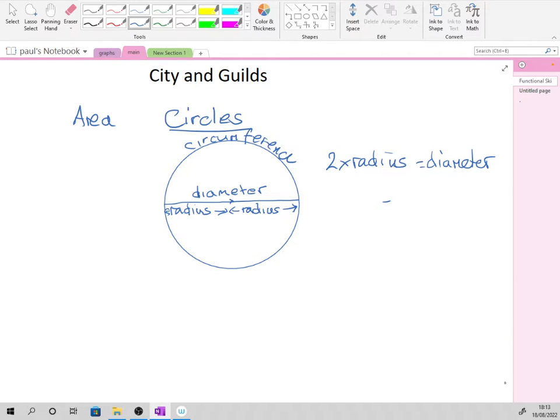Now we're not bothered about the circumference at the moment for this area. We only need the circumference when we're finding the length of the bit all the way around the outside. So we don't really need the circumference for this. Now we're going to find the area.